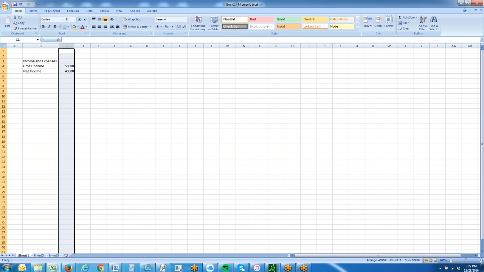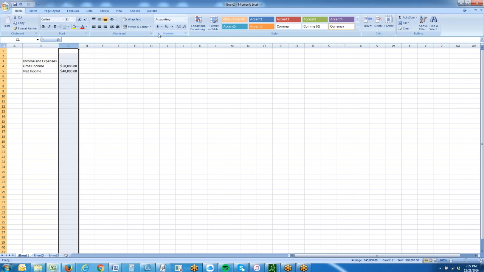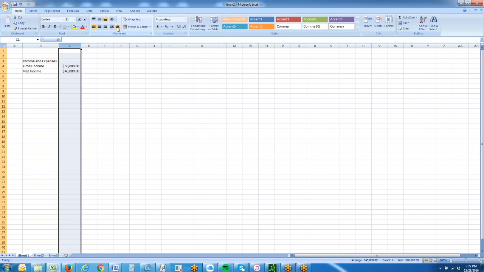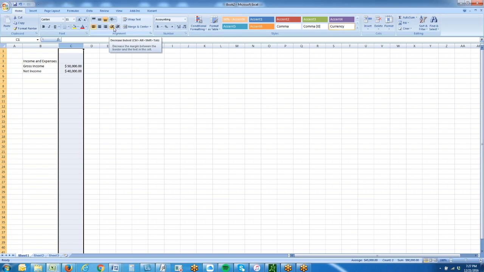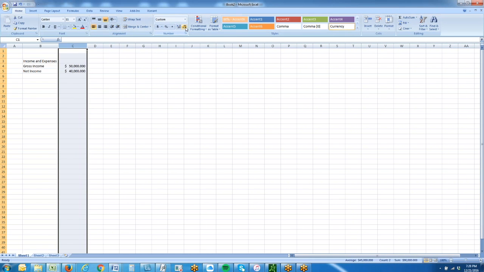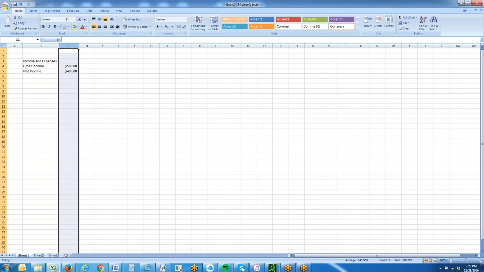And I like to format my cells, so I like to look at the numbers in dollars. So I'm going to just format it differently, and then I'm going to move these decimals. Actually, I just increased it. So actually I did something different there, but there we go. All right, so that's the gross income and then the net income.